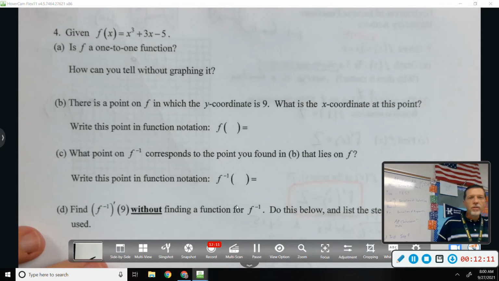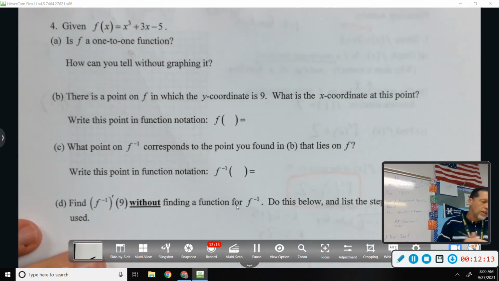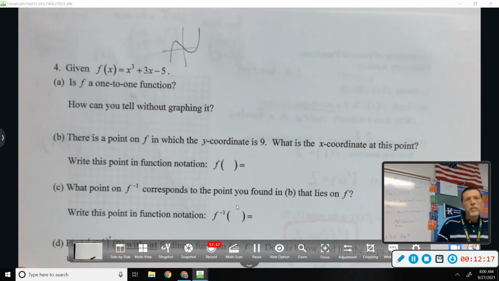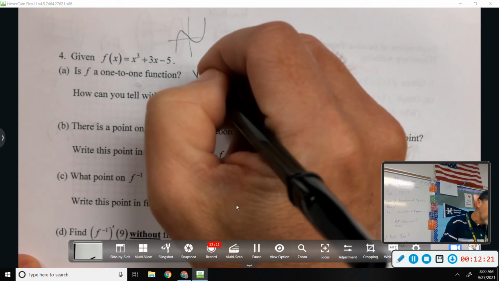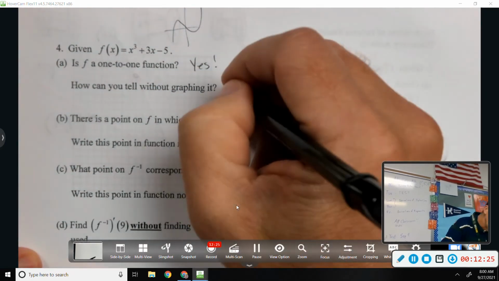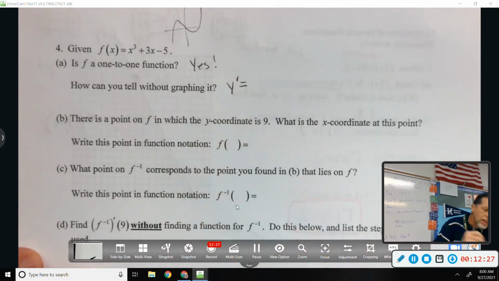Is f a one-to-one function? This one's tricky. I know what a cube generally looks like, but is that a one-to-one function? We're going to just pass on this and say yes for now. Actually, how can you tell? I'll show you how we can tell.